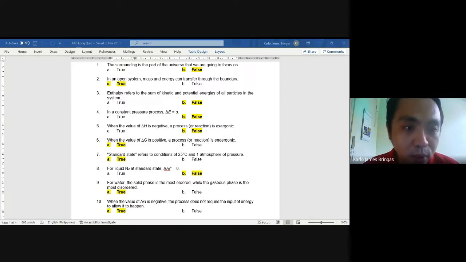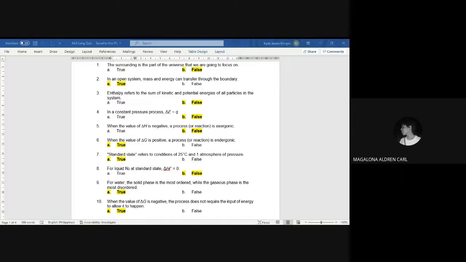Then we have number five up next. When the value of delta H is negative, a process is exergonic. So this one is false. So what is our process if delta H is negative? Can you recall for me? Okay, thank you again, AC.